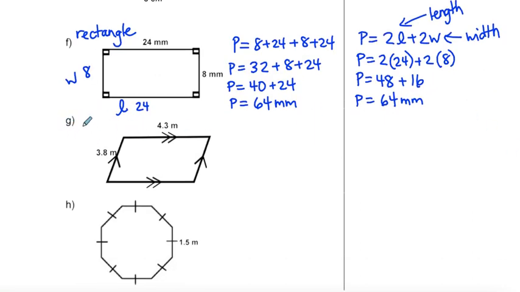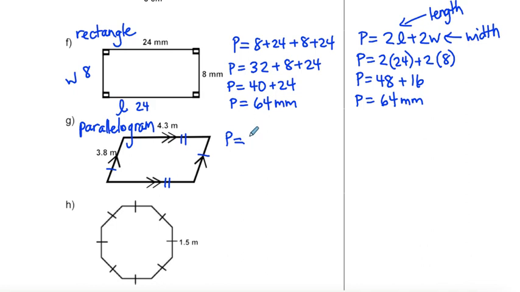Part G is what we call a parallelogram. A parallelogram is very similar to a rectangle, except it's just pushed over a little bit so that they're not 90-degree angles in the corners. So I'm still going to calculate my perimeter the same way I would as a rectangle. The sides across from each other have the same length, so 3.8 and 3.8 and 4.3 and 4.3. You'll notice I did a single dash for my widths and a double dash for my lengths because these two are the same, but they're not the same as the other sides.